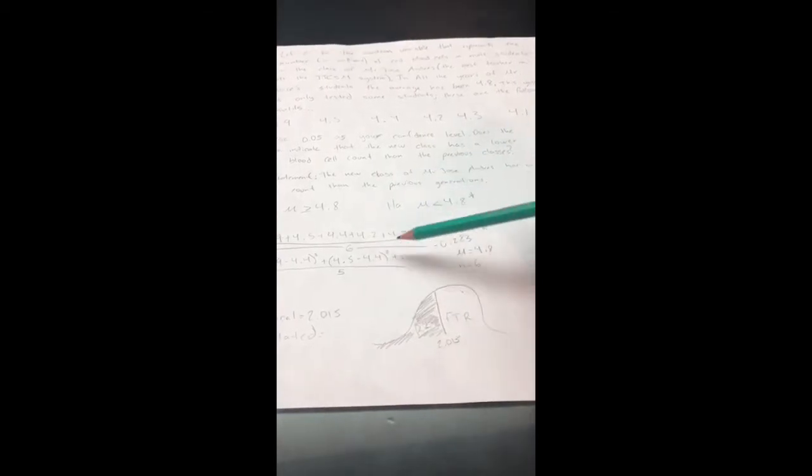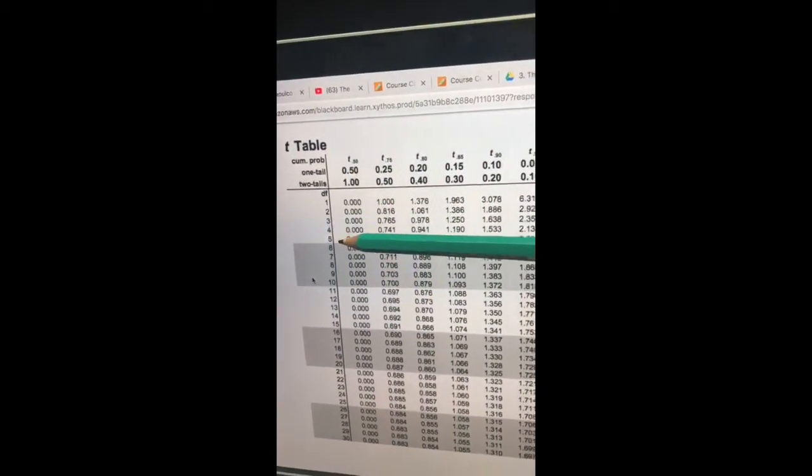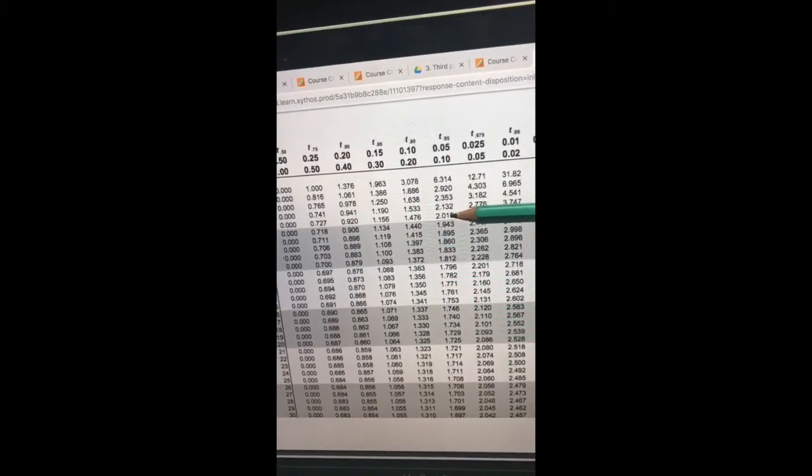As we already know, our mu is 4.8 and our sample size is 6 students. Now to get our t calculated, we're going to use our degrees of freedom, which is n-1, so it's 6 minus 1, which is 5. Now we're going to search that on the t-table, and we're also going to use the 0.05 confidence level that we're given here. So 0.05 in one tail at 5 degrees of freedom is 2.015. That's how we get our T critical.